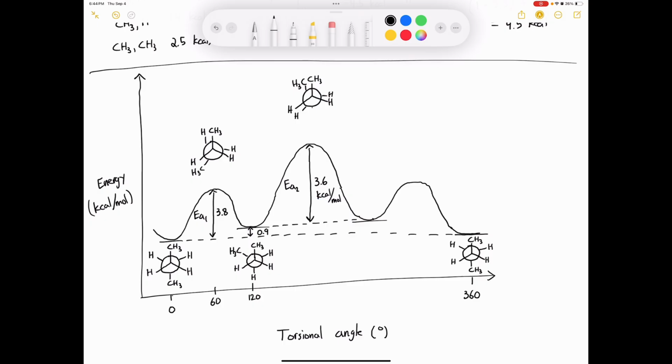Okay, so then once we rotate there, we get another gauche conformation. So the staggered conformation where the methyl groups are close, but they're not eclipsing each other yet. So it's on the other side of the methyl group. There we go.